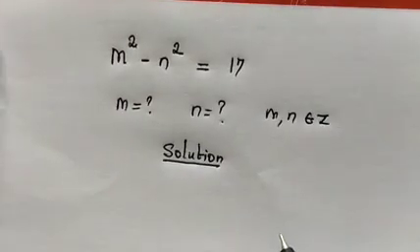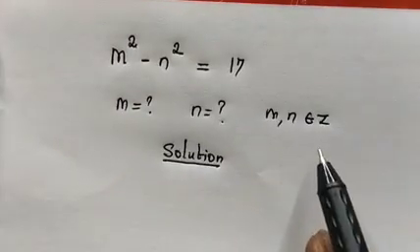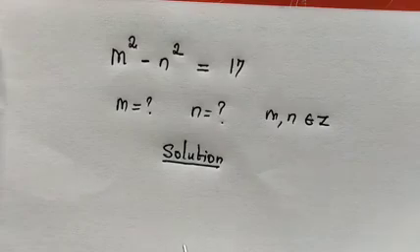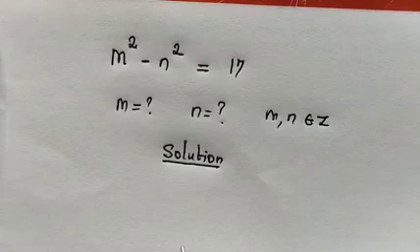Let us solve for integers m and n that will satisfy the equation m squared minus n squared is equal to 17. Remember that this is just a single equation with two different unknowns, which is also called a Diophantine equation, right? Now, let us start the solution.